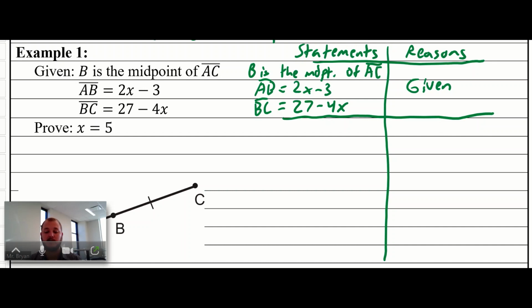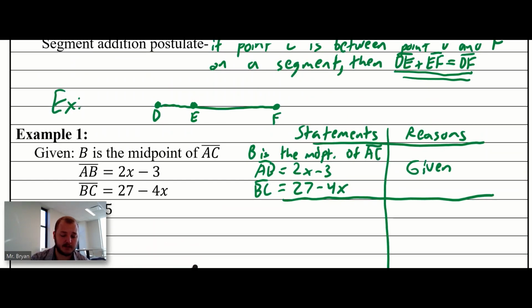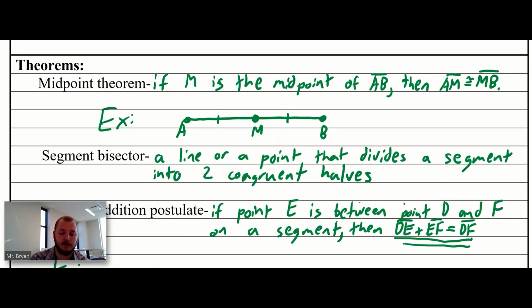So for instance, if I tell you B is the midpoint of AC, that should automatically tell you more information. Specifically, it's telling us how we are going to set up our equation. So if I go back to that midpoint theorem that we just wrote down, it says, well, if I have a midpoint of something, then I know those two smaller segments are going to be congruent to each other. So that's exactly what I'm going to write.